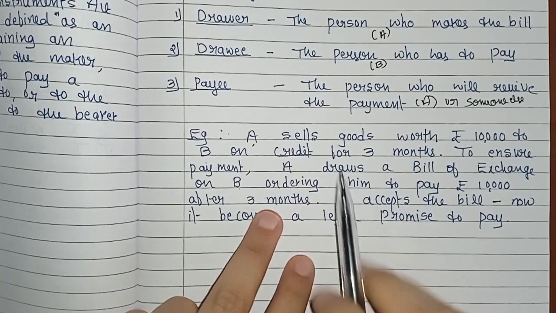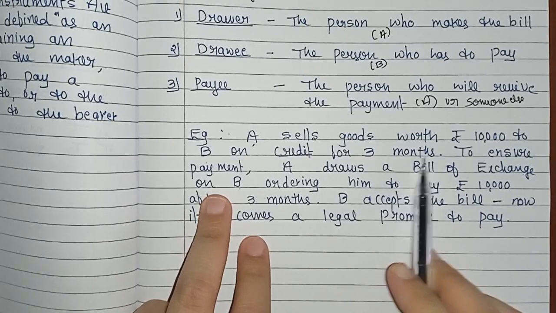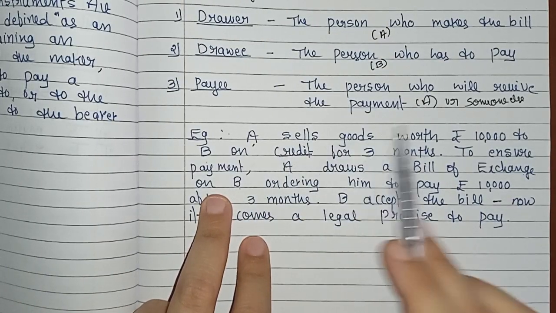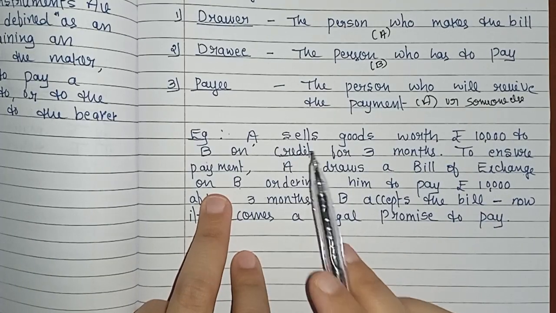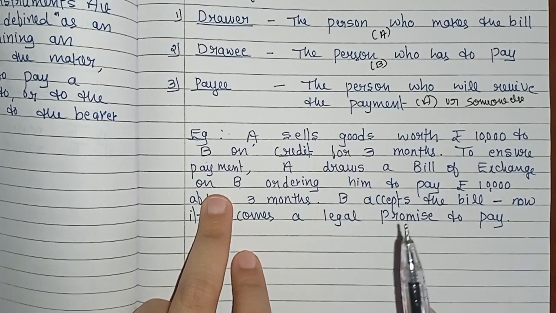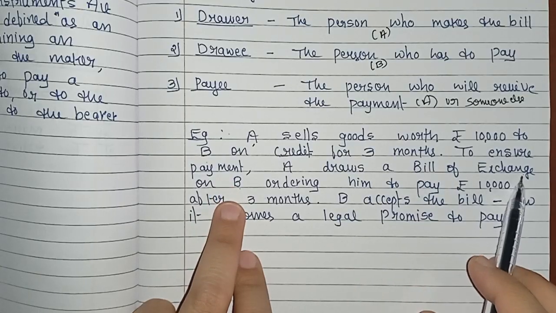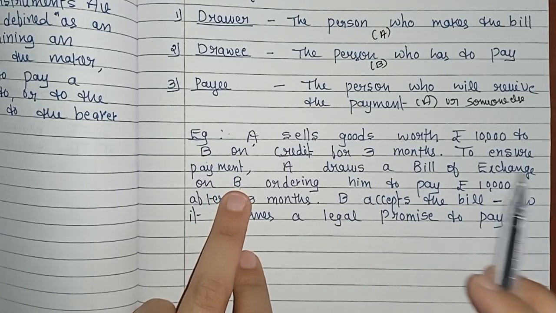See here, A sells goods worth rupees 10,000 to B on credit for 3 months. A sells the goods, for whom? B, on credit. If they sold the goods on credit, A has to prepare the bill of exchange, because a bill of exchange assures that the seller will receive the payment later. Clear? Now A prepares the bill of exchange. To ensure payment, A draws a bill of exchange.